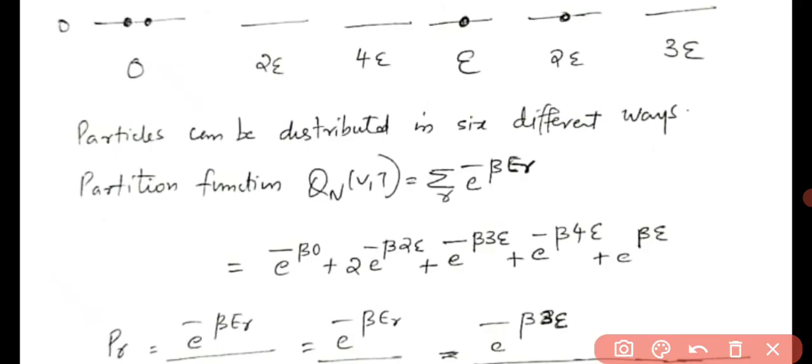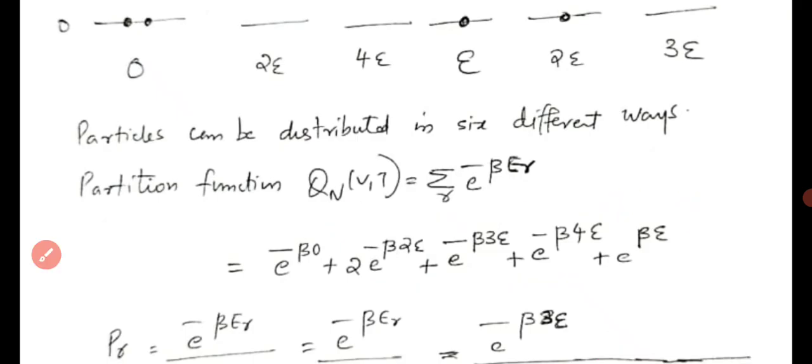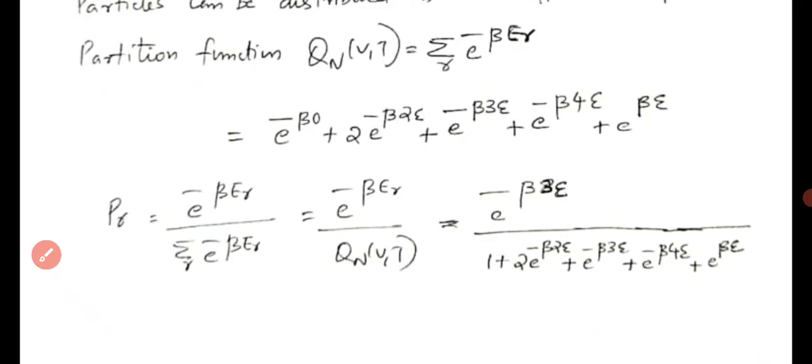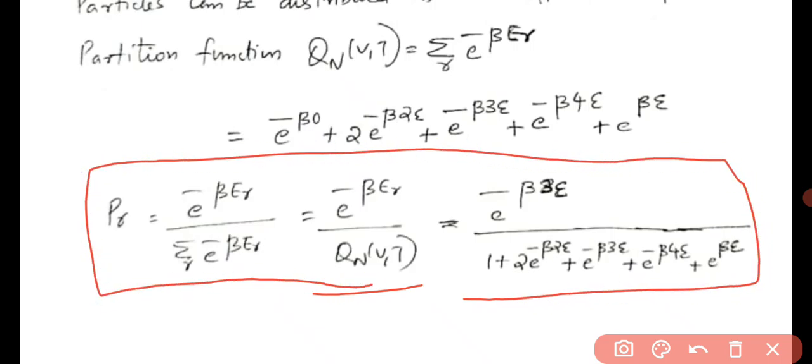So the partition function is first evaluated, which is the sum over all states of the factor e to the power minus beta ER. So it turns out to be this. The different energies are 0, 2 epsilon, 3 epsilon, 4 epsilon, epsilon. Okay. So the probability is given by this.